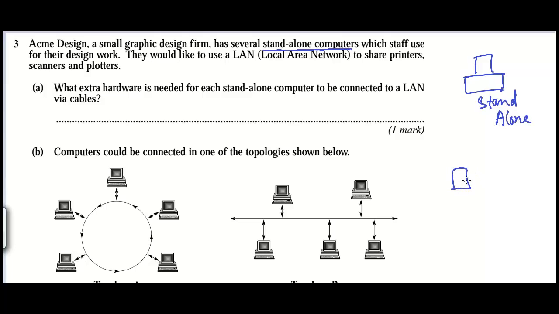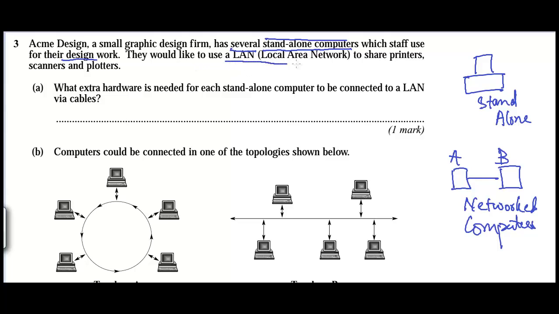But this computer and this computer, A and B, are not standalone computers, but these are networked computers. So he's saying that a company has several standalone computers, meaning they are not connected to anything. These computers are used by the staff for their design work. They would like to use a local area network to share printers, scanners and plotters.